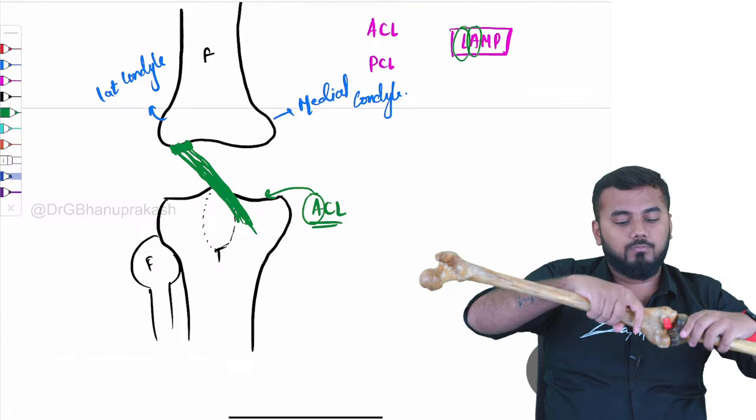Right. This is the posterior side. On the posterior side, I have got this, called the medial condyle, right? This is called the lateral condyle. This is the medial condyle, this is the lateral condyle. On the lateral condyle, I can find a red color strip. This is nothing but your ligament.